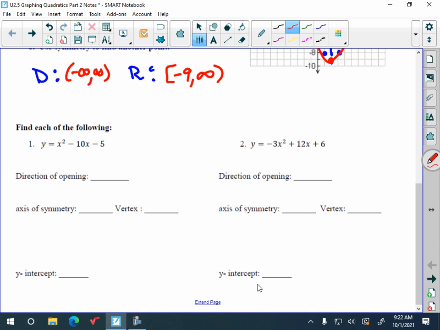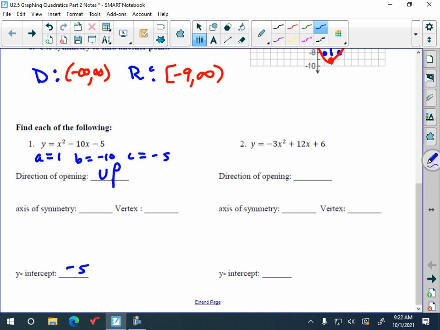All right, so number 1, what's the direction of opening? Up, good. Leading off with a positive. All right, so we can see A is 1, B is -10, C is -5. You should already see the y-intercept. It's -5. It's always the c value. Always, always, always.